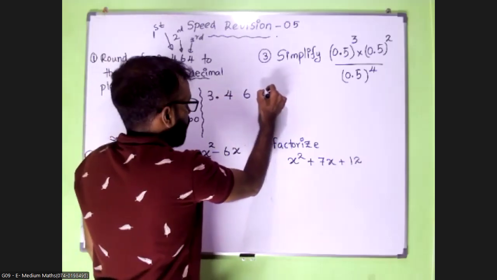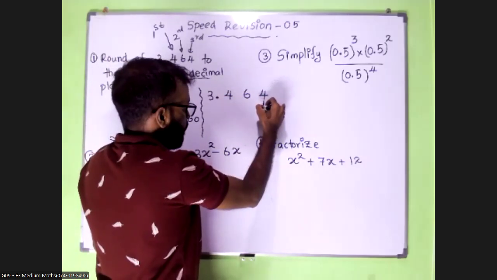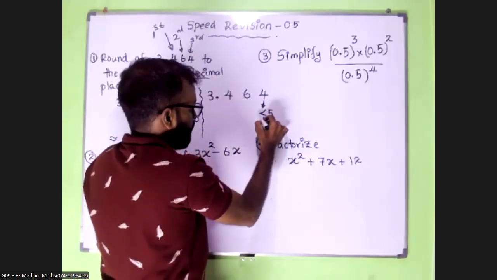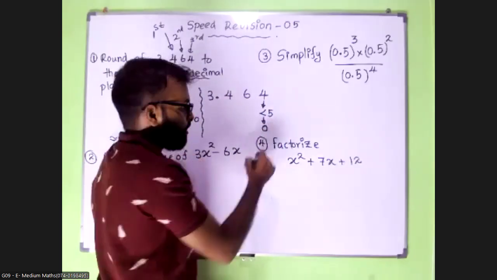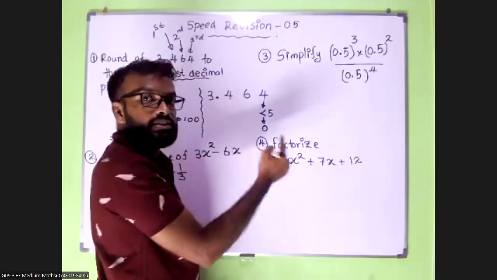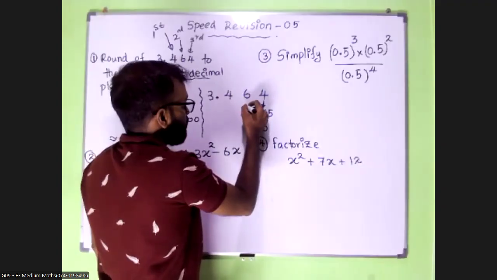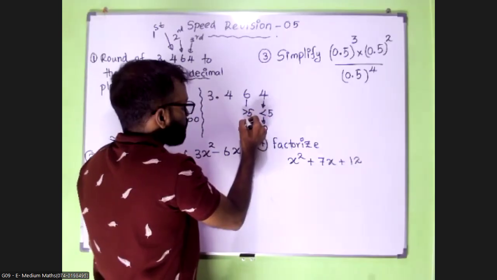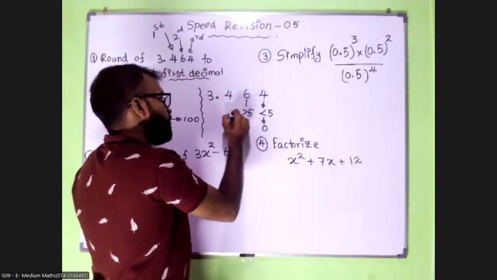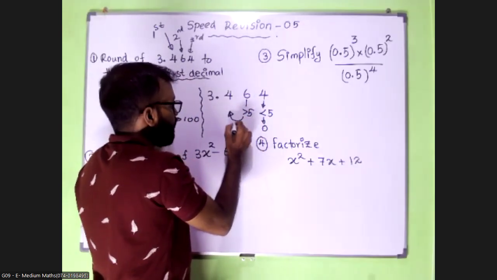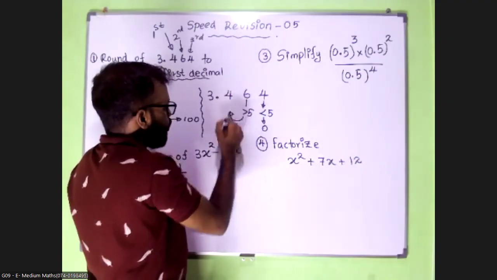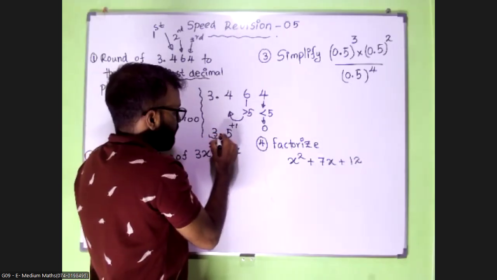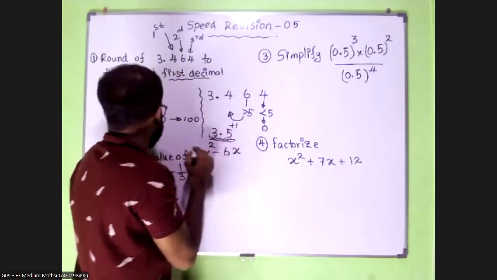3.46. So your 4 is less than 5, so it becomes 0. 6 is greater than 5, so you are going to add 1 to this place. So this becomes 5. That means your final answer will be 3.5.